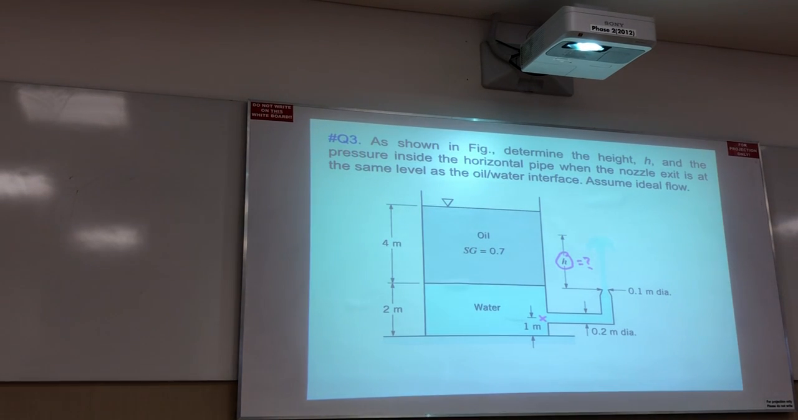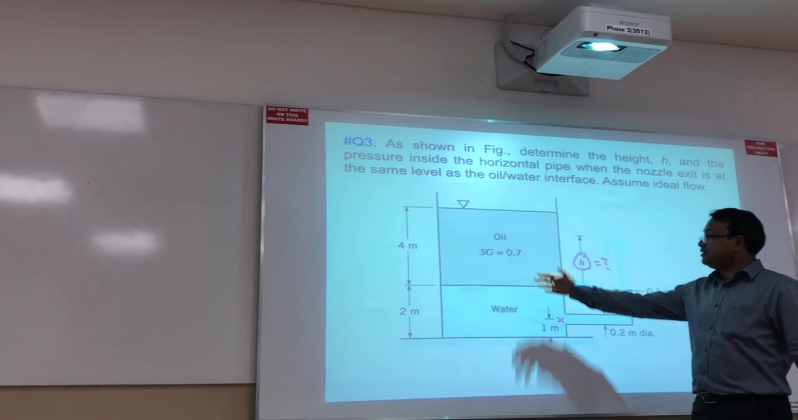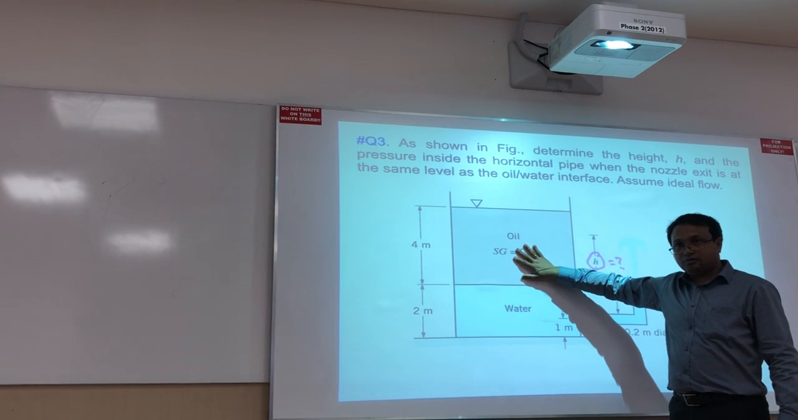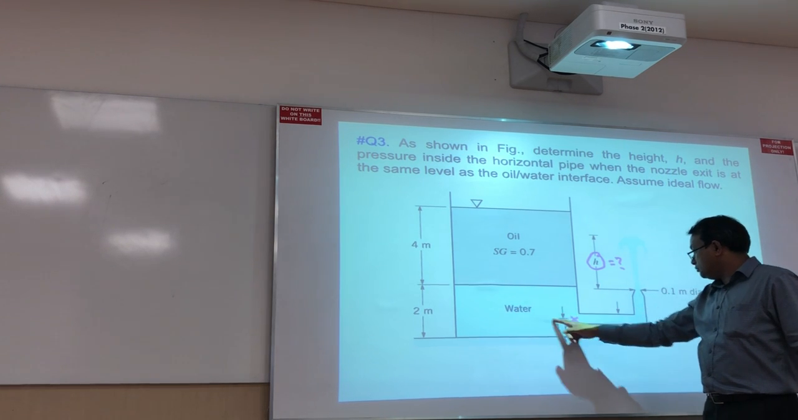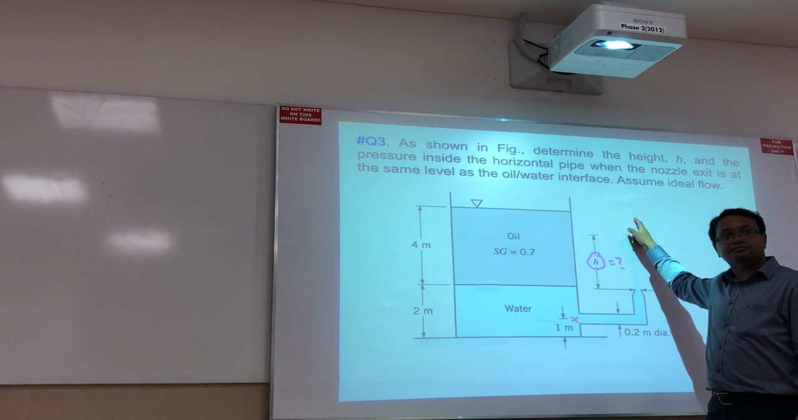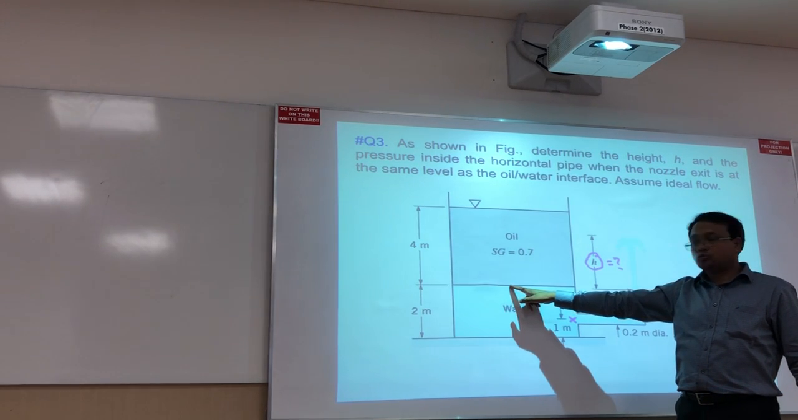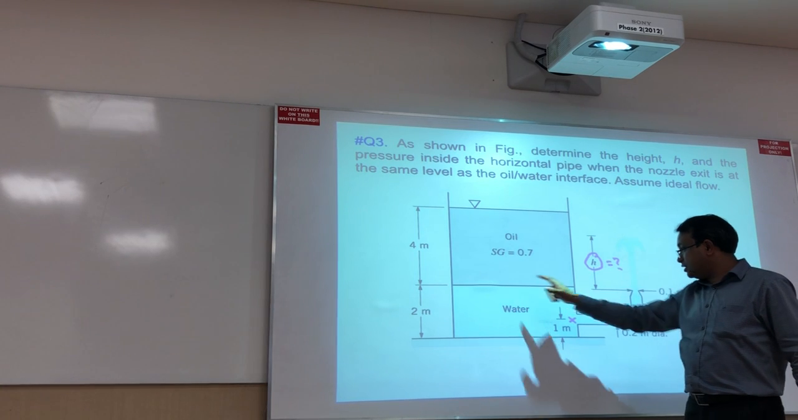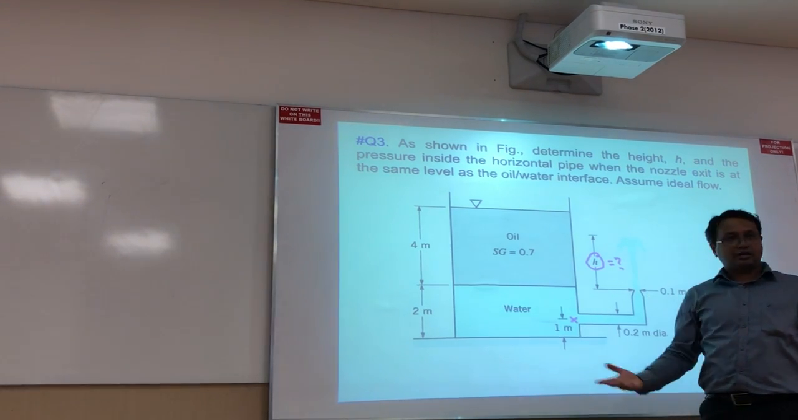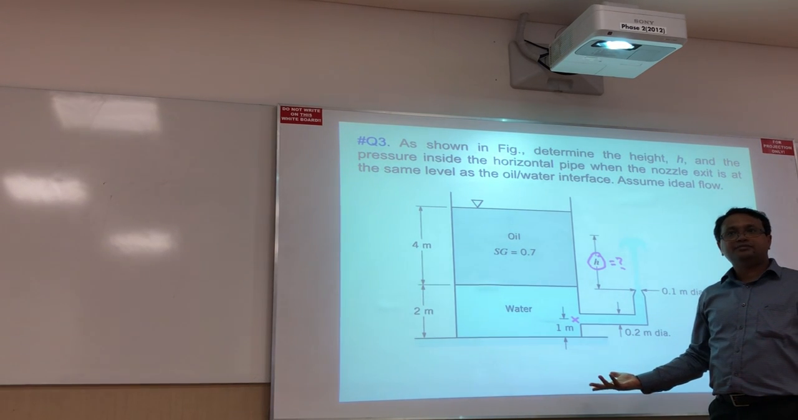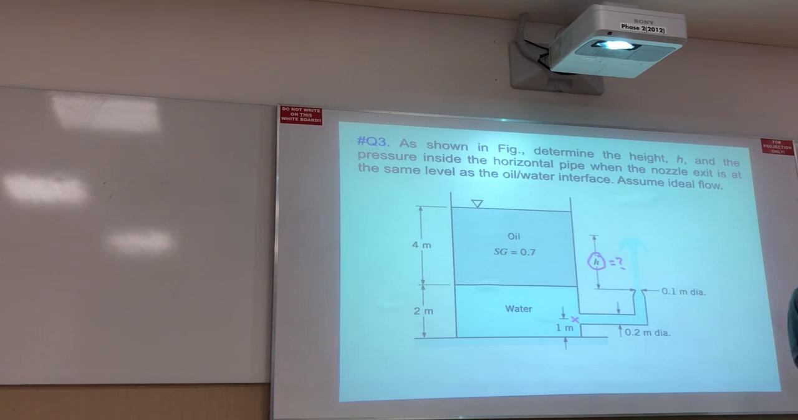How to solve? You think how to solve? Streamline, right? Oil, I forget about oil. I am thinking about water. Water is flowing in this direction. Okay, I can choose my first point here. 1, right? I can choose 1 is here, number 2 is here, number 3 is here, number 4 is here. Then I can find the value of H.